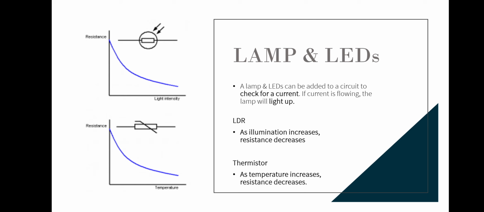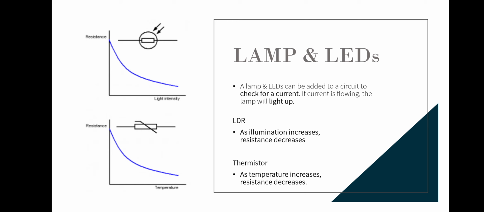Next up we have lamps and LEDs. Now lamps and LEDs can be added to a circuit to check for a current. You can add them to see if a current is flowing through a circuit. If it is flowing, the lamp will light up.